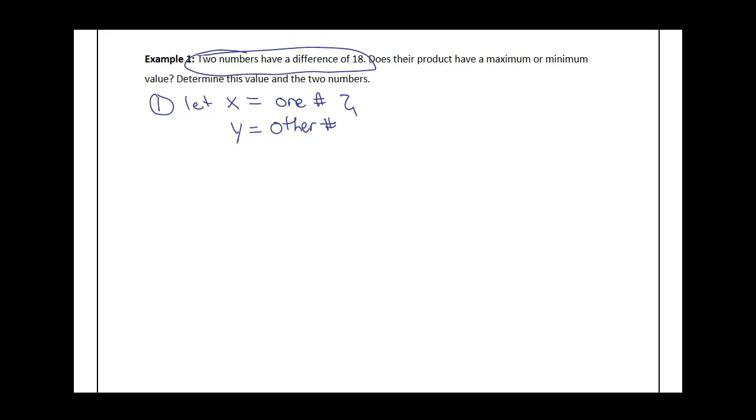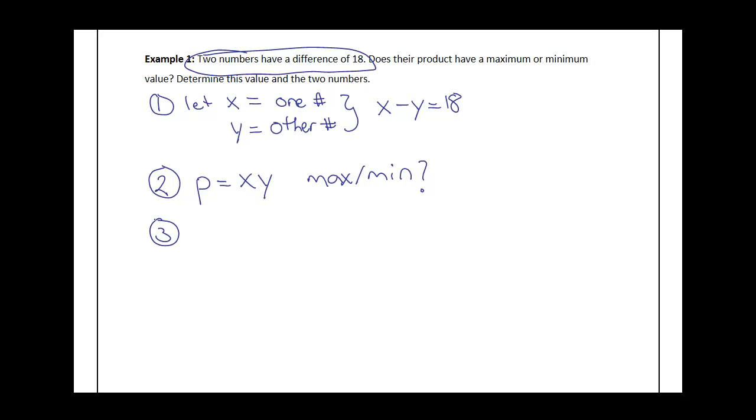And from there, we know that the two numbers have a difference of 18. That means that one number subtracted by the other equals the value of 18. That covers our first sentence there. Now, does their product have a maximum or minimum value? So this is where our second step comes into play. We want the product, say P, which is the multiplication of x times y, to equal either a max or a min. We're not sure whether or not it's a maximum or minimum value yet.